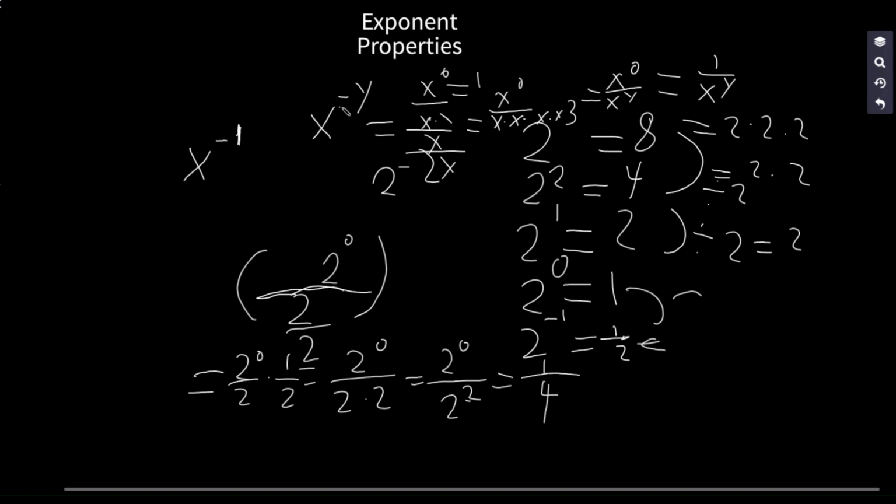So x to the negative y is 1 over x to the y. What we're basically doing is taking x and flipping it around. The 1 on the bottom goes to the top, and then on the bottom, we're just taking x to whatever this negative was. So if it was negative 1, we do x to the first power on the bottom.